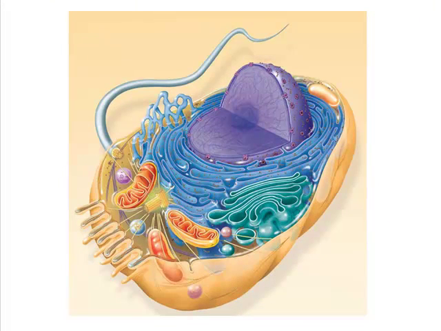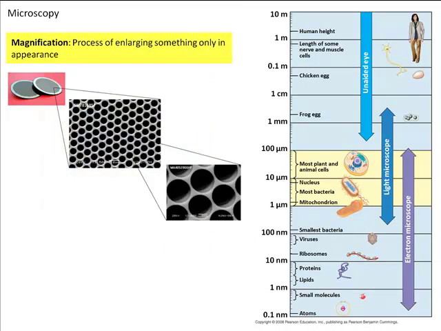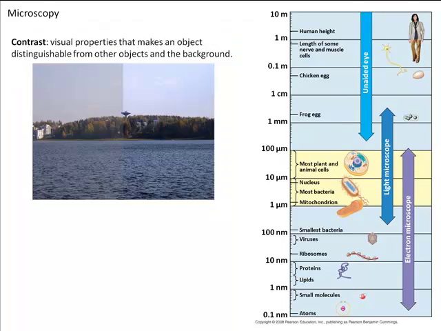The cell is the simplest collection of matter that can function all by itself. Microscopes allow us to study cells, and even smaller structures that are found within cells. Microscopes are used to magnify an object, or to make an object appear larger than it actually is. And the ability of a microscope to provide a clear magnified image relies on two attributes: contrast and resolution.